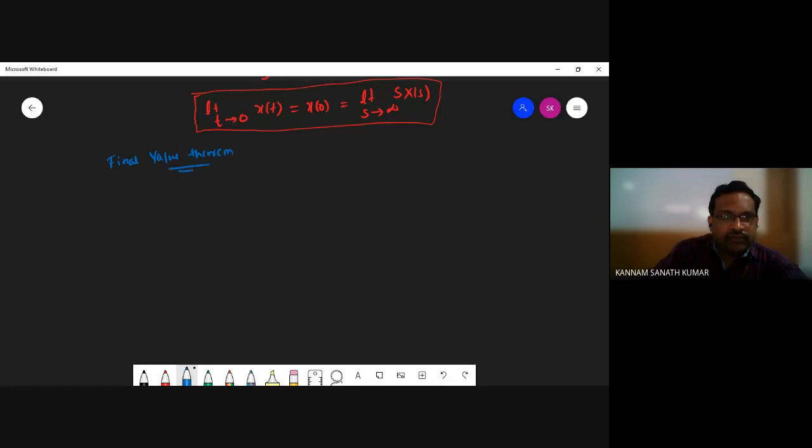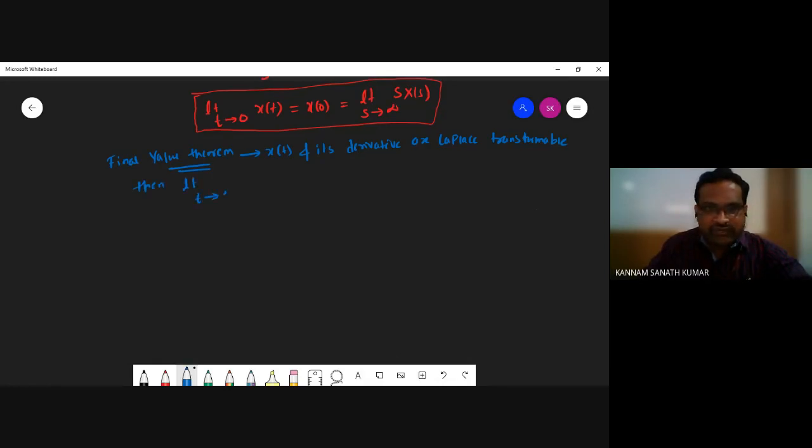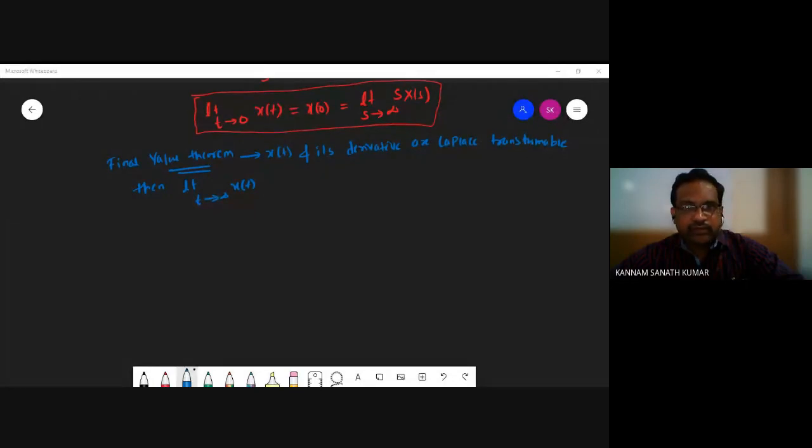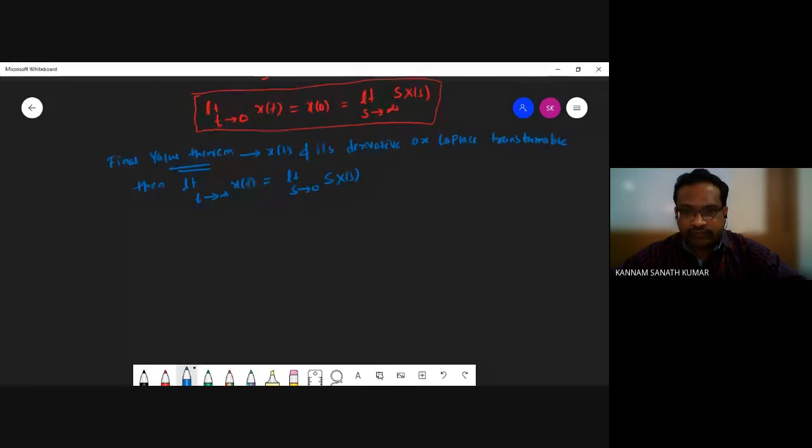Final value theorem. If you see the final value theorem, it states that if x(t) and its derivative dx(t)/dt are Laplace transformable, then the limit as t tends to infinity of x(t) equals the limit as s tends to 0 of s X(s). You need to prove this one.